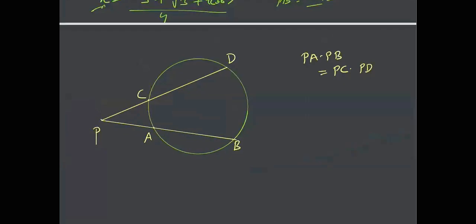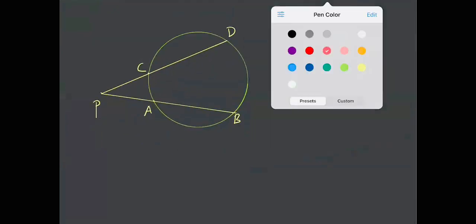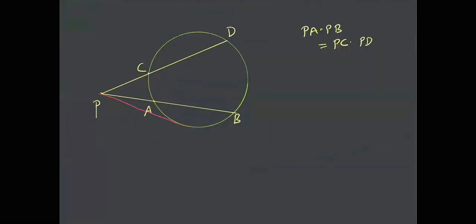It is pretty straightforward, nothing much to think about here. So let us just draw a tangent from P to the circle. Let the point of contact be T. Okay, so the point of contact is T.